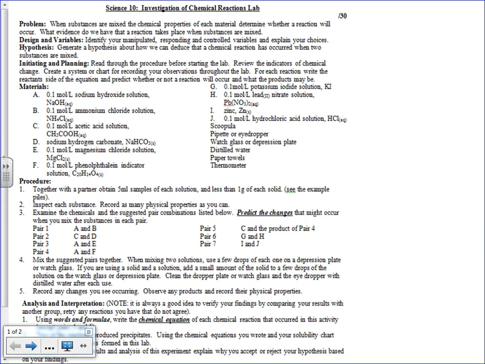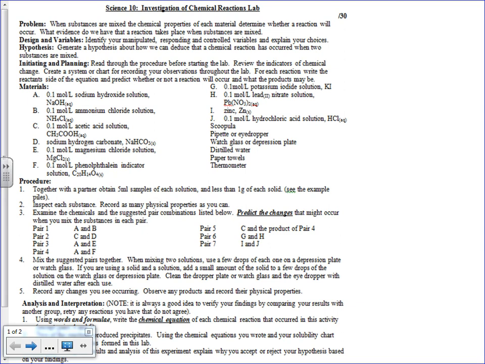Okay, so identifying the variables here, the manipulated variable would probably have something to do with the different combinations that you are doing. Each time we're essentially looking for the different signs of a chemical reaction. In order to do that, do we have to use different reactions?